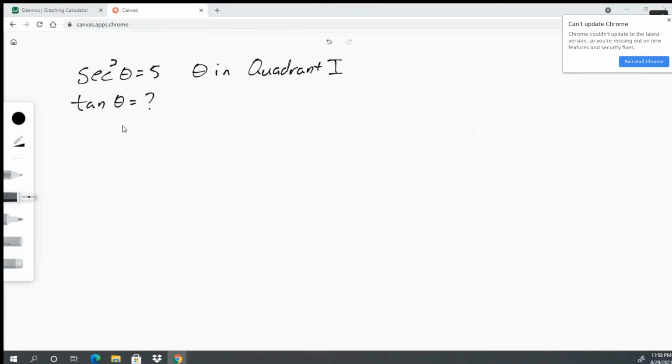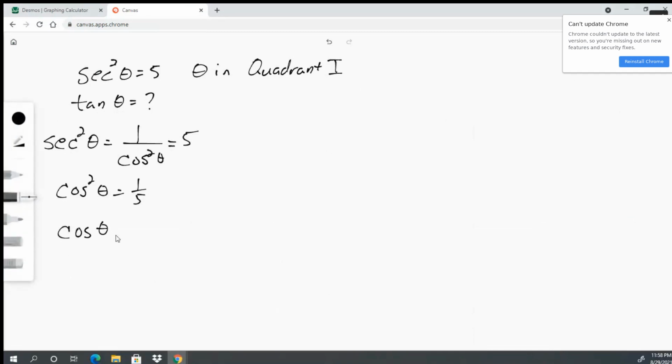Hello. For this problem, we're trying to find tangent theta when secant squared theta is equal to 5. Well, we know secant squared theta equals 1 over cosine squared theta, which is equal to 5, right? So cosine squared theta equals 1 over 5, meaning cosine theta equals the square root of 1 over 5, which is also equal to 1 over the square root of 5, right?